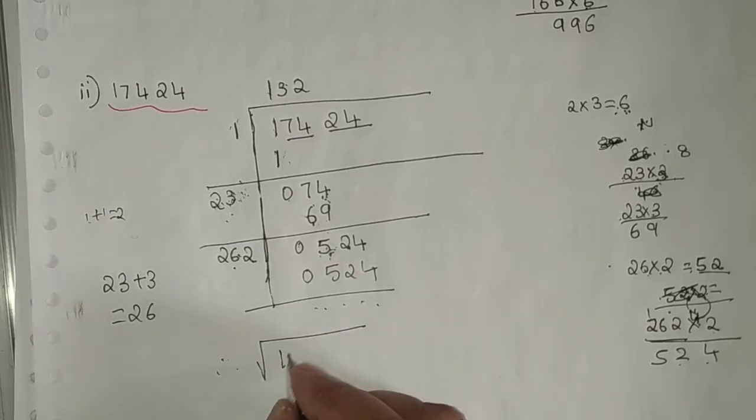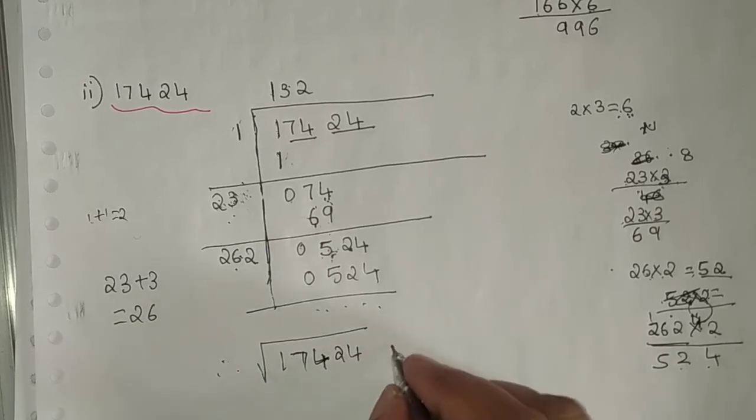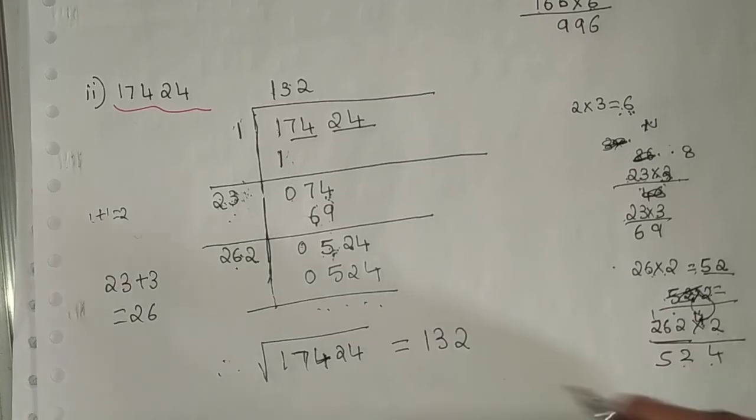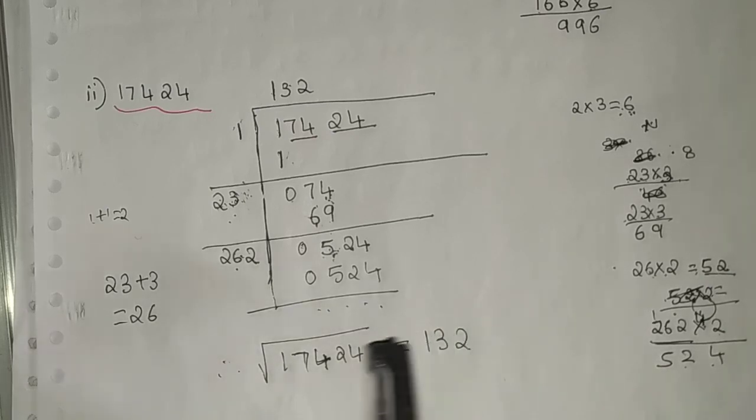Therefore, the square root of 17424 is equal to 132. So this is the result. Division method, finding the square root we got, but we have to follow the steps, and if you practice only, you will get this.